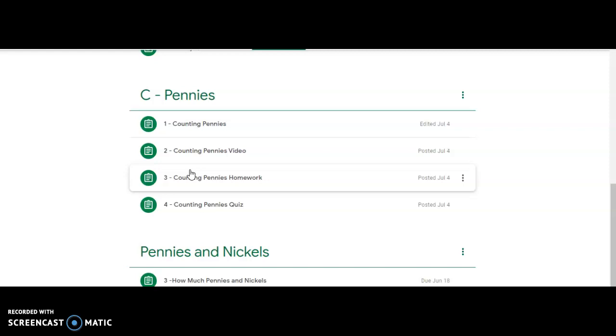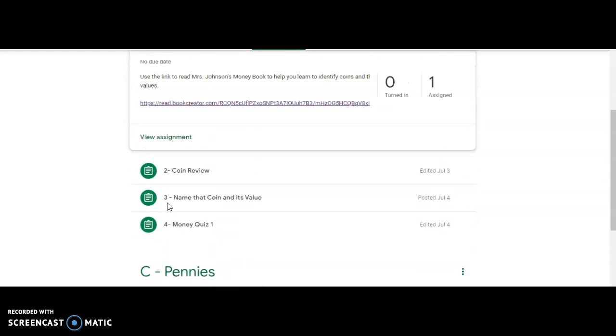So she really integrated a lot of technology that was challenging for her students, but they were able to adapt and complete the assignments so they could learn the value of each coin and also the value of a dollar.